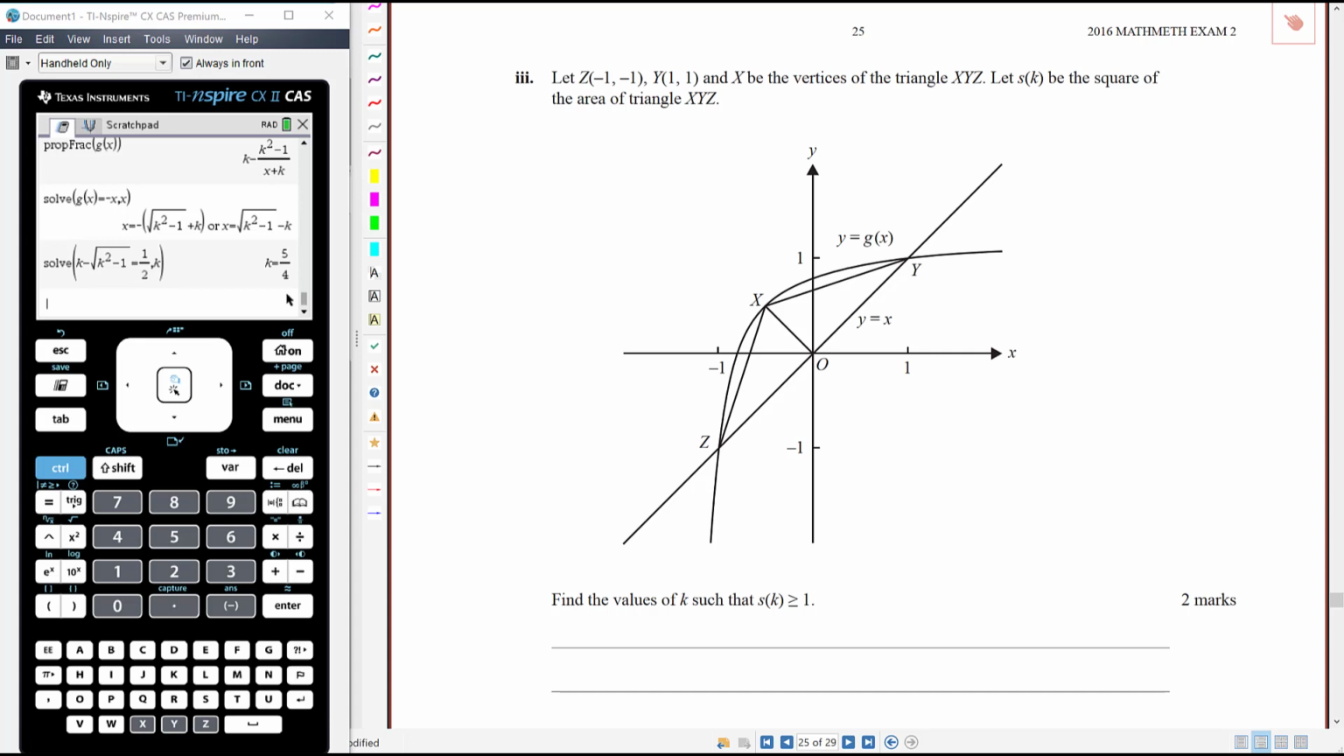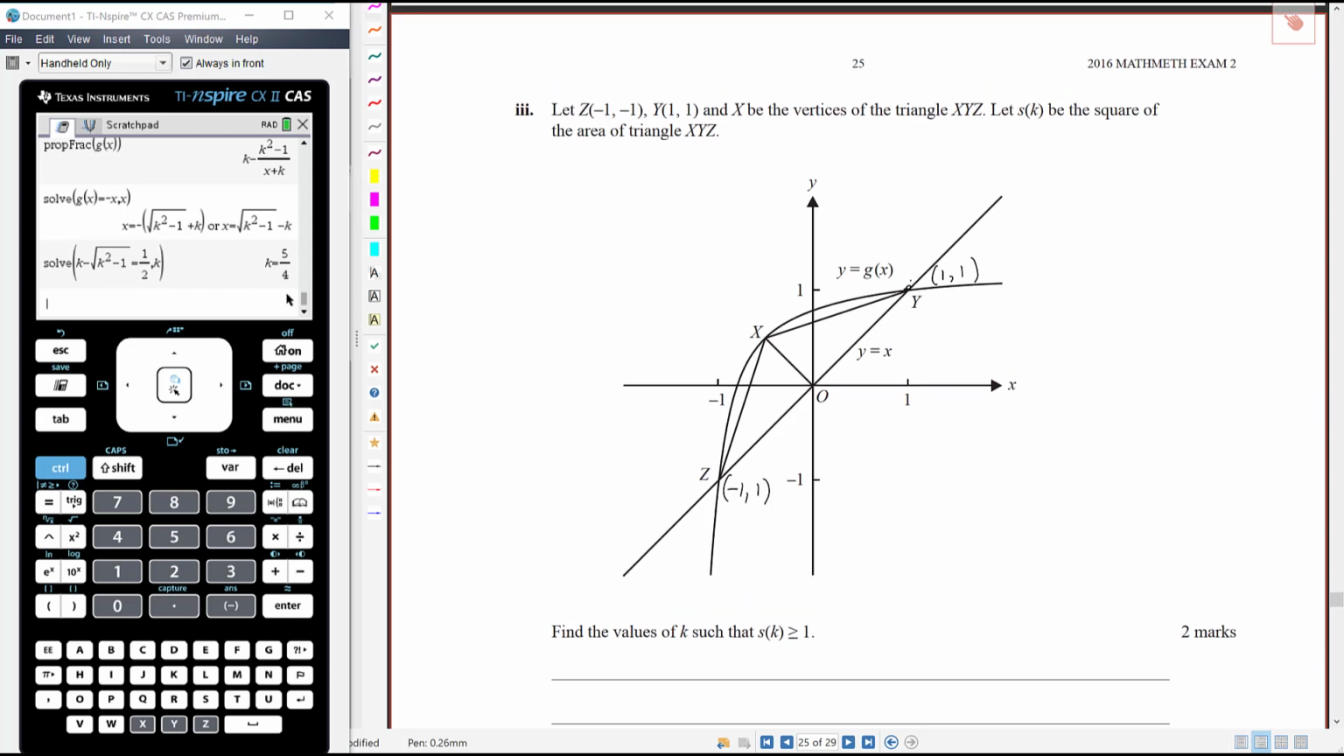Okay, so let's be clear about what we know here. This point Z is negative 1, 1. This point Y is 1, 1. To find the area of the triangle, we're going to need the base length, which I'm going to do as that length there, which should be easy enough. We've got those 2 points, but we're also going to need the height, which will be that. Now we're going to need to show, though, that for it to be the height, it has to be perpendicular to that line there. So we're going to need to think a little bit about that.